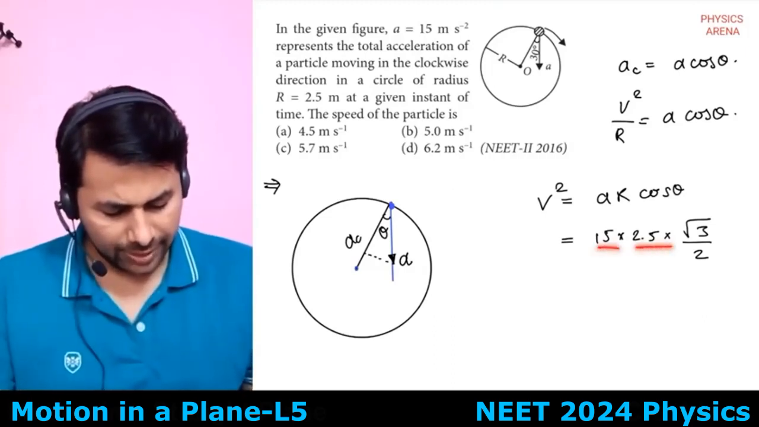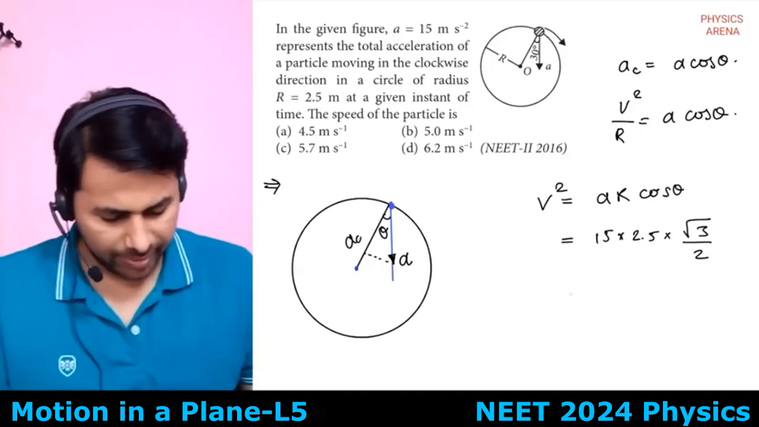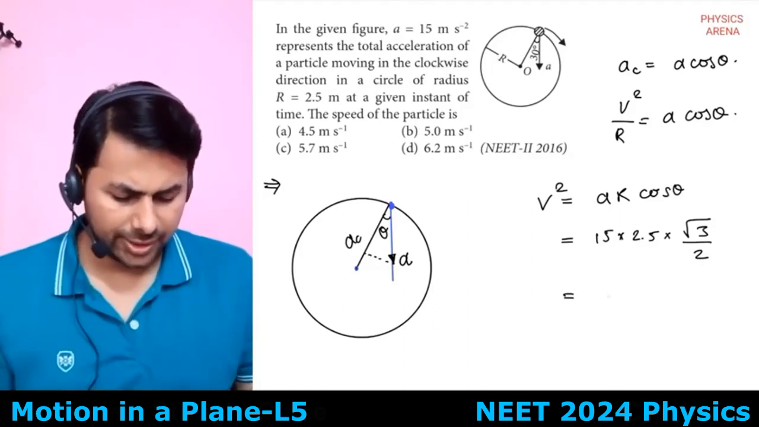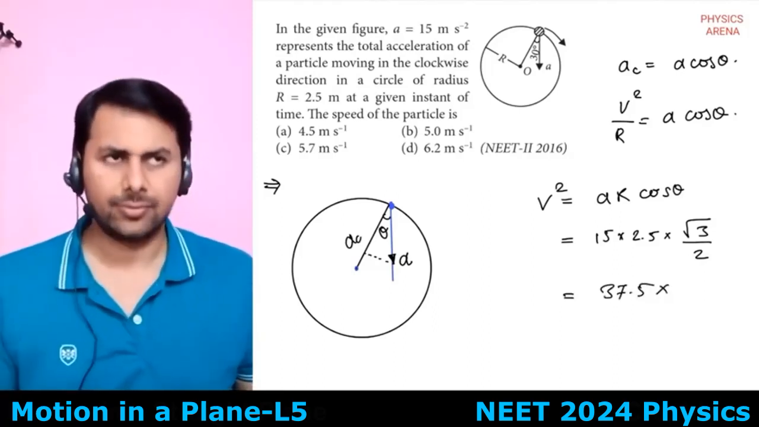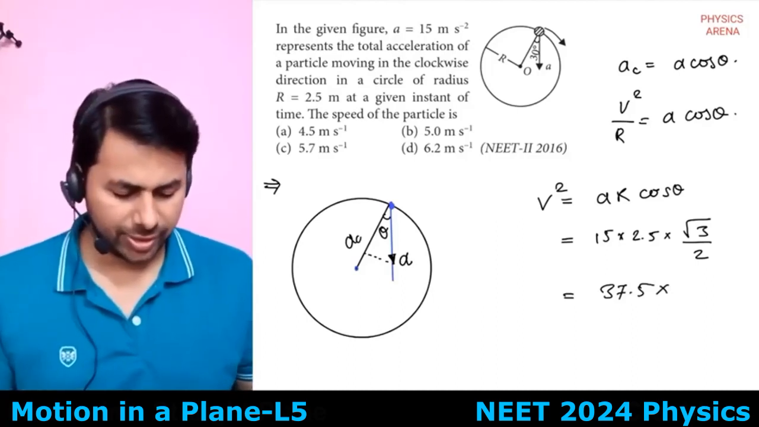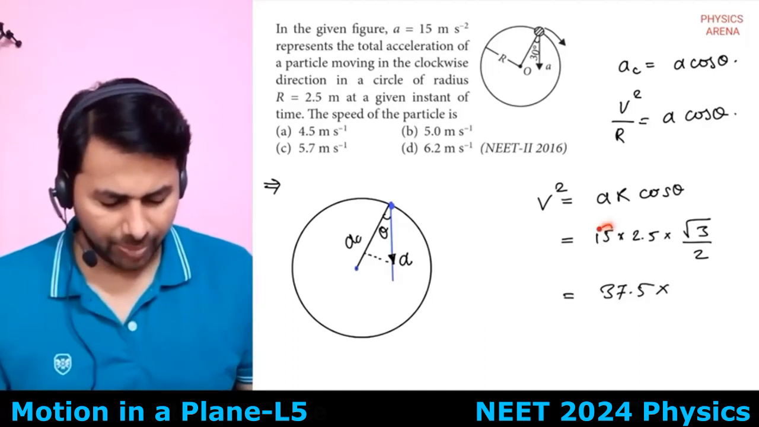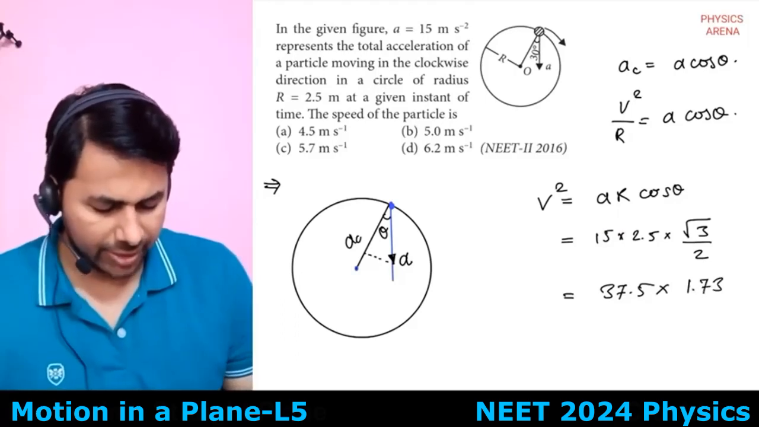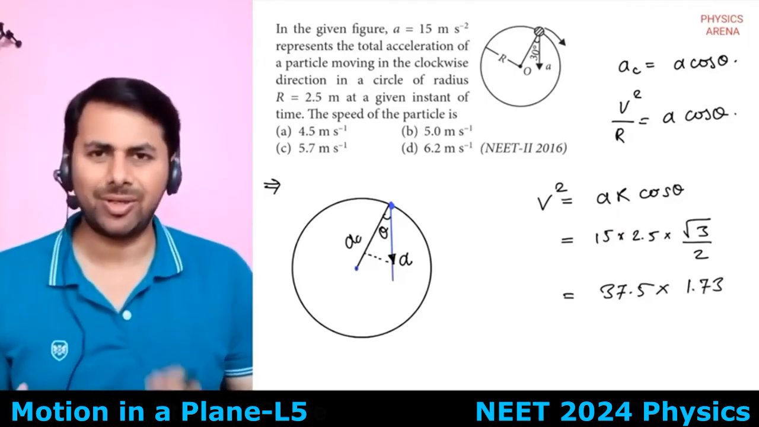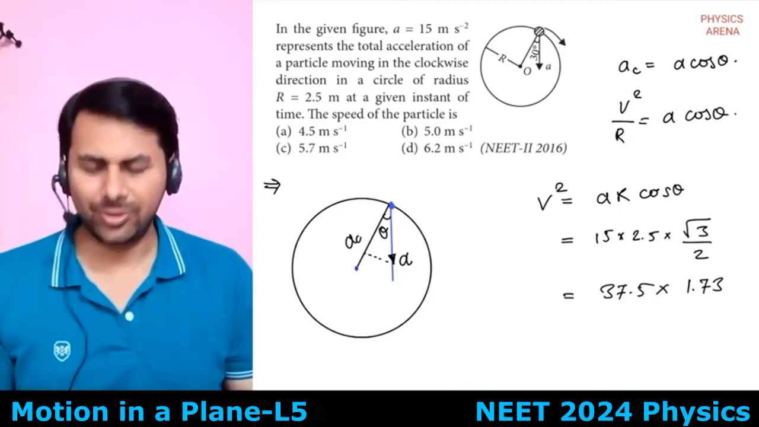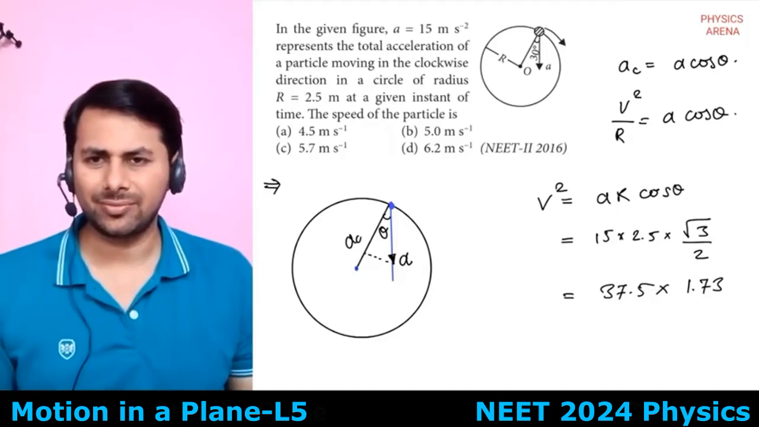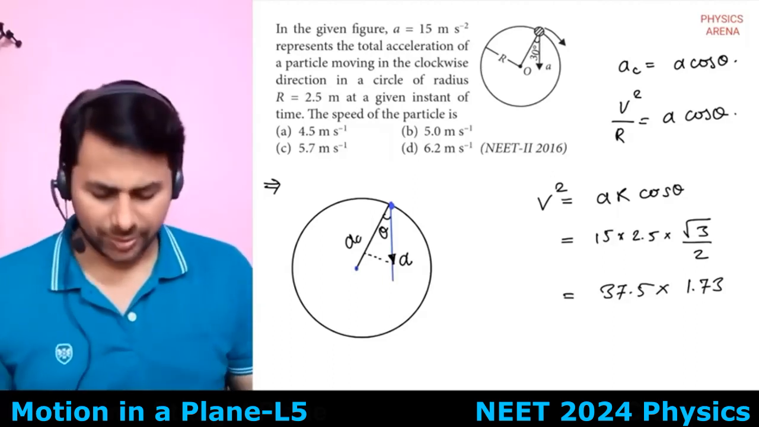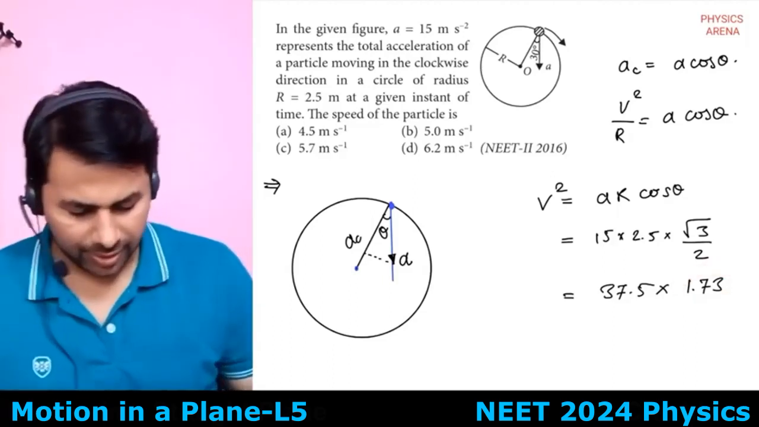So then this is 15 times 2.5 multiplied by root 3 by 2. So 15 times 2.5 is how much? 37.5. Is it correct? Yeah, 15 times 2 is 30, and you want half of 15, so that's 7.5, 37.5 multiplied by root 3 by 2. This is 1.73. One more thing we need to remember: root 2, root 3. Root 2 is how much? 1.414 and root 3 is 1.73, 1.732, but this much is sufficient. Divided by 2.